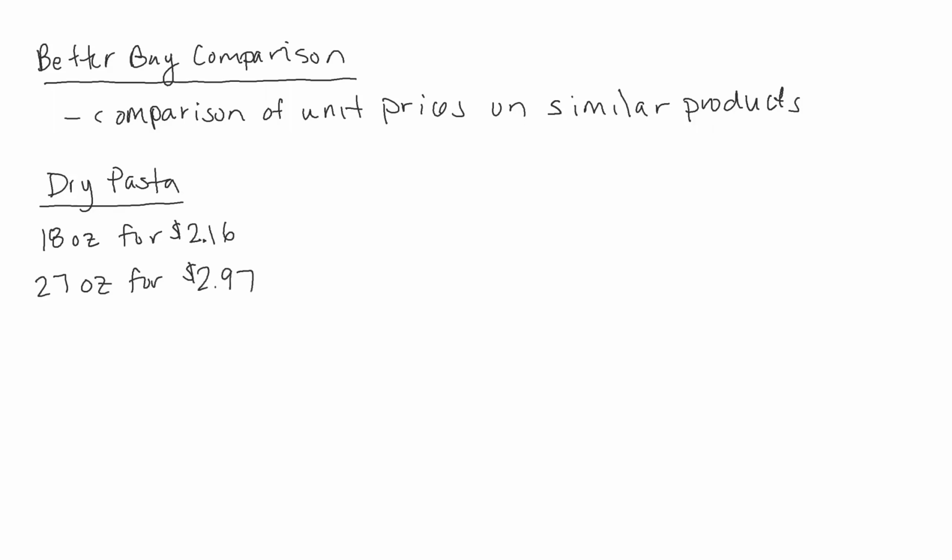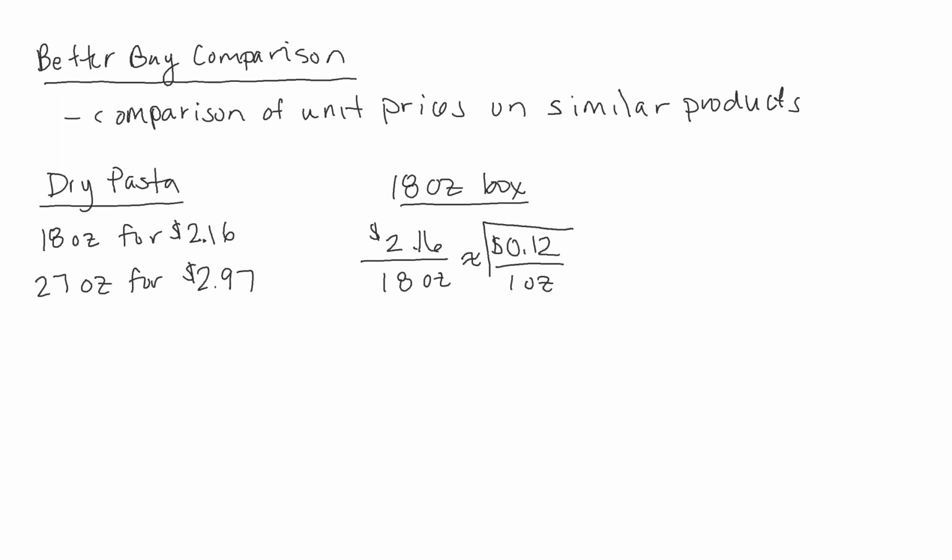Now, just because the first pasta is cheaper overall doesn't necessarily mean it's the better buy. So you always want to look at this as the cost per ounce. So we're going to find 2 unit prices. So we're going to look at the 18-ounce box first. We take the price, $2.16, and we divide it by the number of ounces. All right. We divide top and bottom by 18. $2.16 divided by 18 is 12 cents per ounce. So that's our first unit rate.